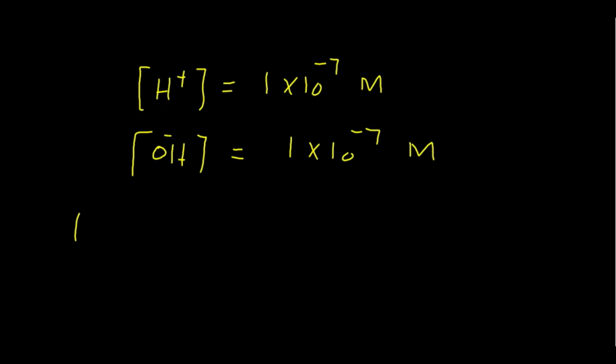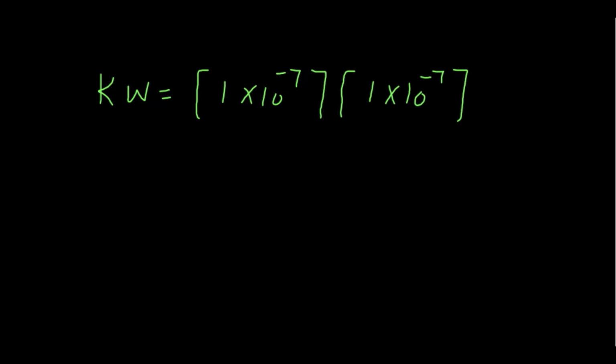Since we know Kw is equal to the molar concentration of hydrogen ion times the molar concentration of hydroxide ions, we substitute the values in this equation. After substituting, the equation would become Kw is equal to 1 times 10 raised to the power minus 7 times 1 times 10 raised to the power minus 7 at 25 degrees Celsius. Since Kw, the ionic product of water or ionization constant of water, is temperature dependent, this is the value at 25 degrees centigrade.